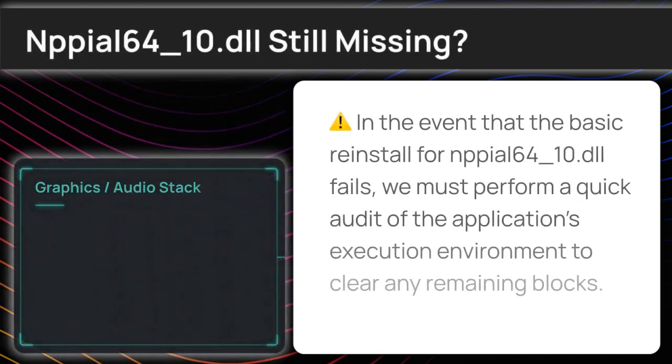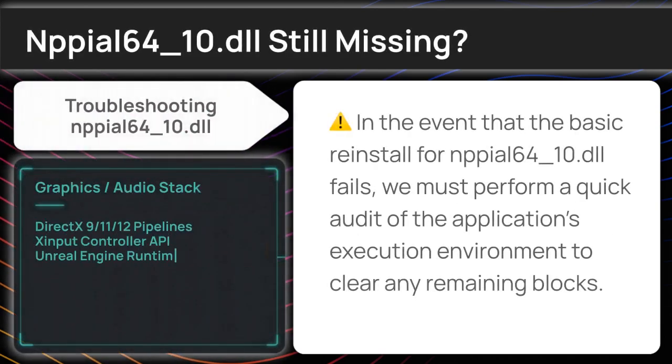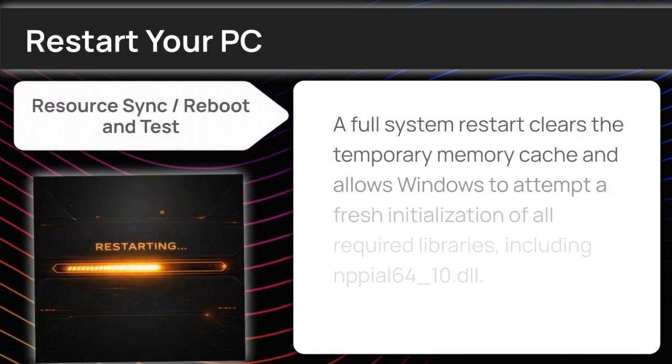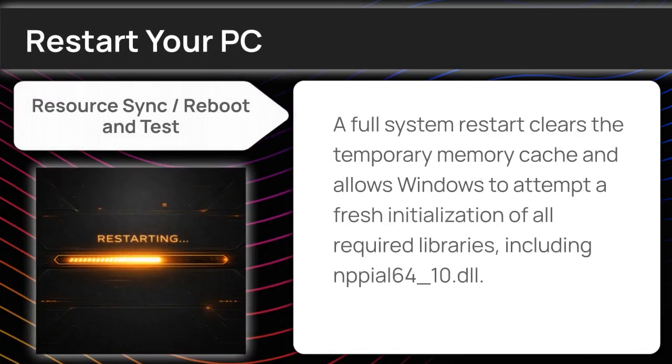If the application still won't initialize, we need to shift our focus to how the Windows loader is interacting with the library. Performing a restart can determine if the error is just a transient environment glitch. A reboot refreshes your system's path variables and can sometimes reestablish a broken link to the NPP IAL64 file.